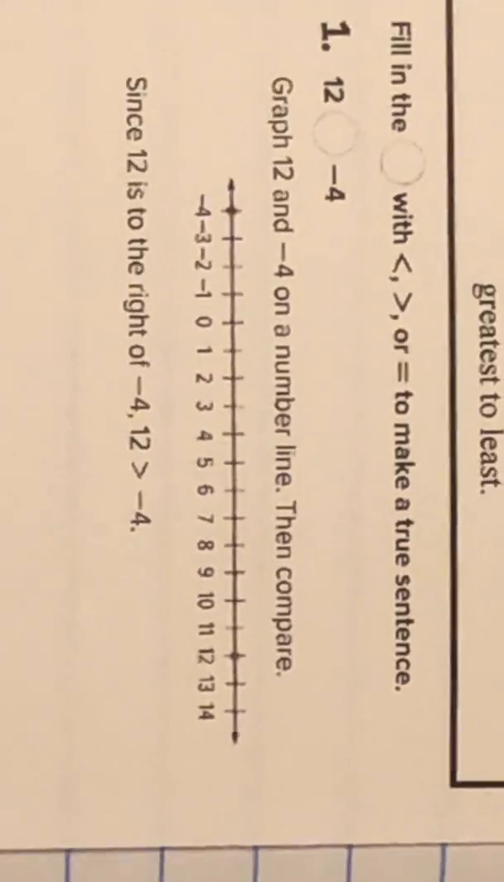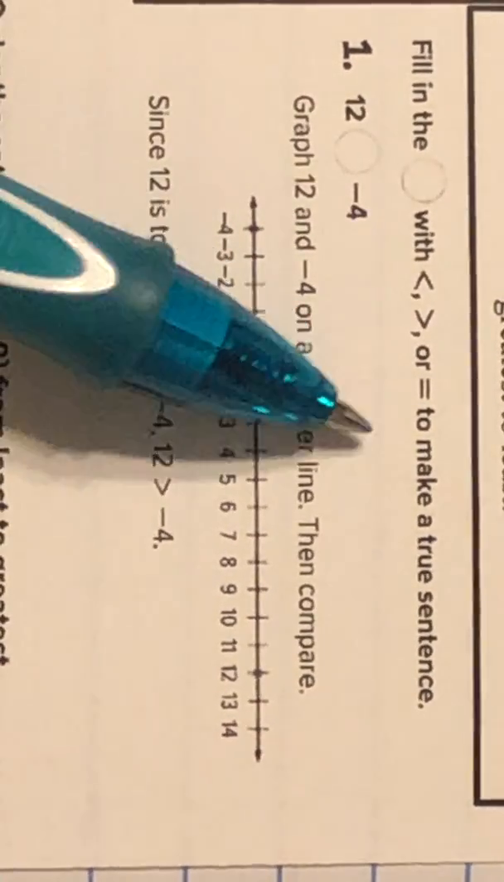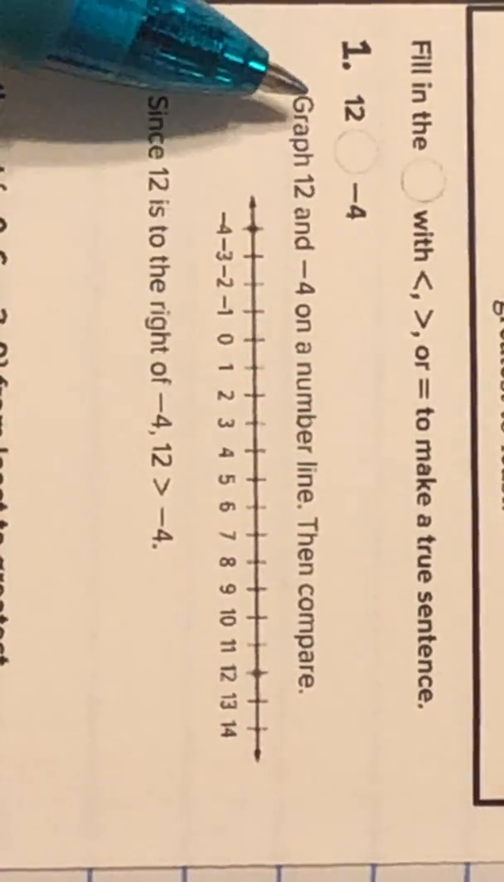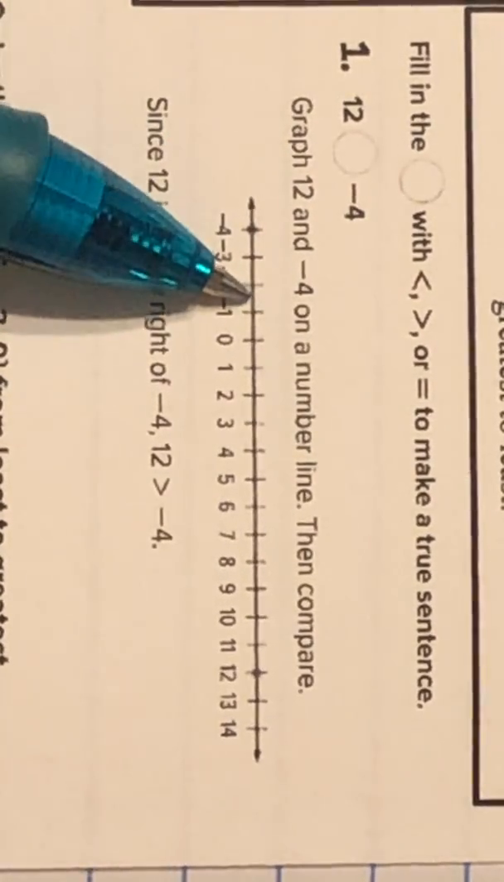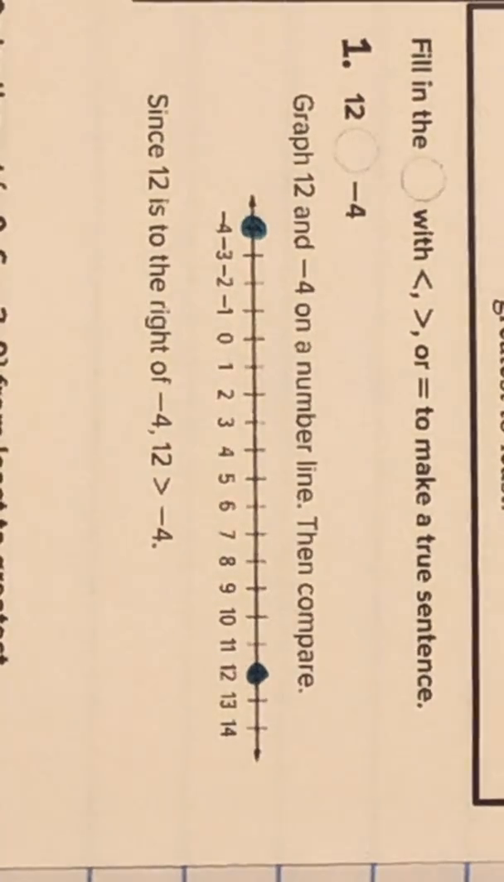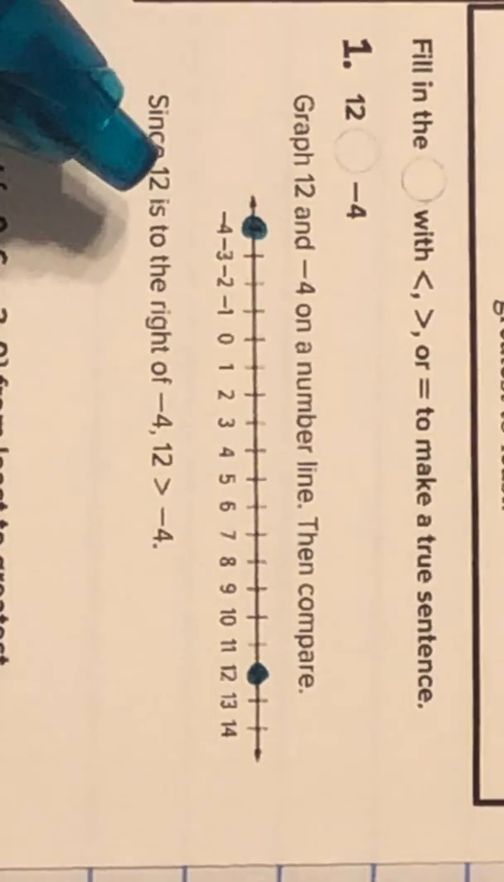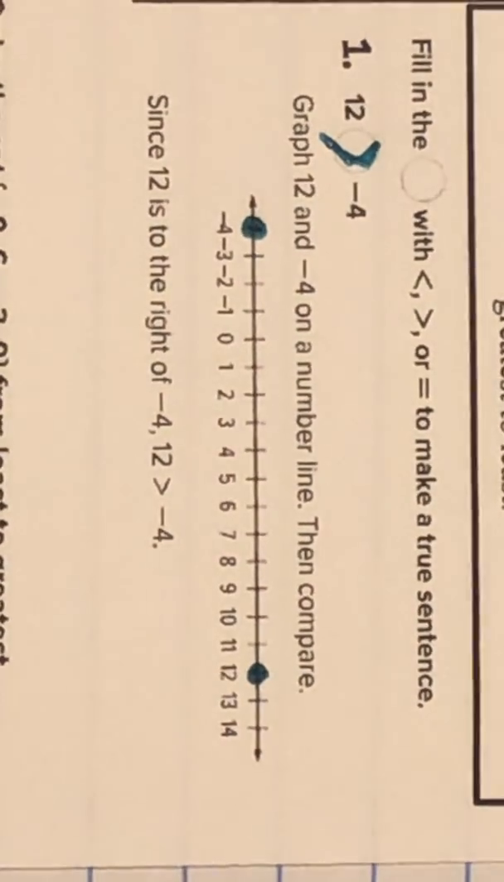Example 1 says, fill in the circle with less than, greater than, or equal to make a true statement. So 12 and -4. So I can graph 12 and -4 on a number line. So here's -4, and here's 12. So which one's bigger? Well, 12 is positive and -4 is negative. So 12 is bigger than -4. So 12 is greater than -4.